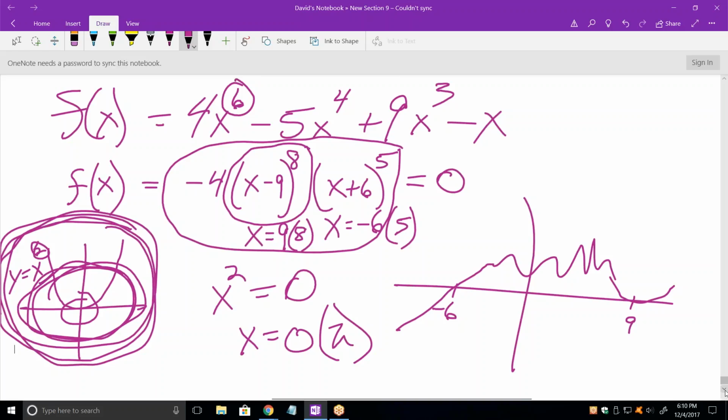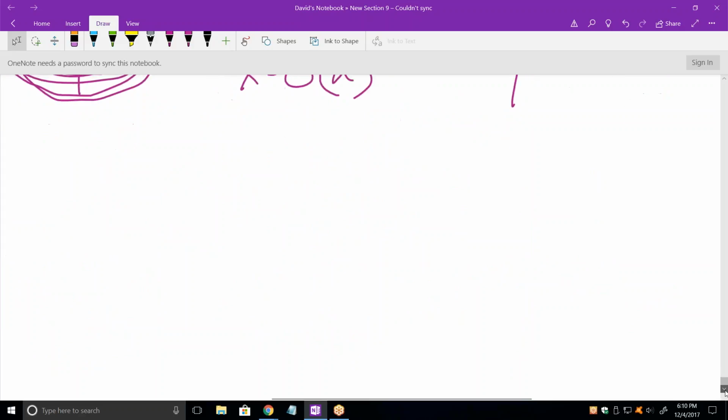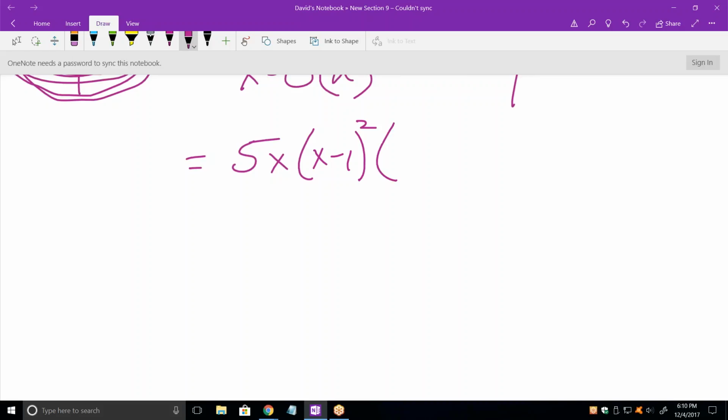So the next one that I would do, it's f of x equals 5x, parentheses x minus 1 to the second power, and then another set of parentheses, x minus 8, and on the outside of the parentheses is to the 6th power.